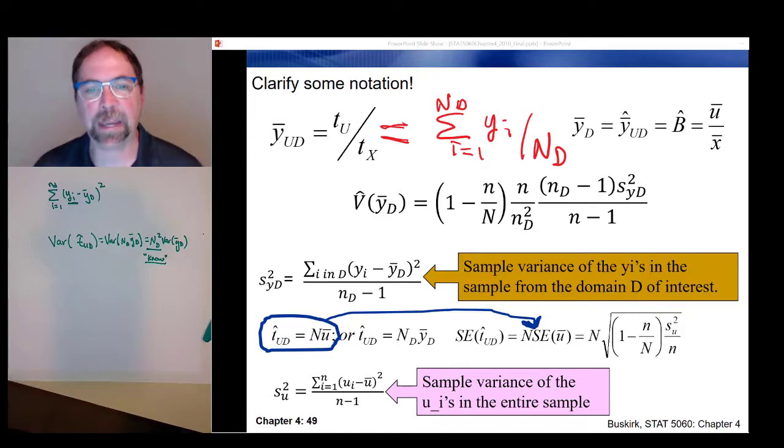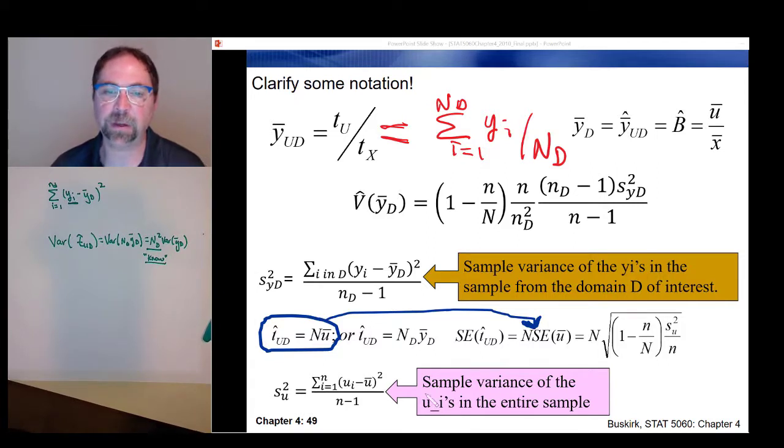I'm back now with a clarification. The s squared u is actually the sample variance of the ui's in the entire sample, which is exactly correct. But in the notation, I had yi here, and it's actually ui. So please make a note of that. We're actually on the u scale now, where we've multiplied each y variable times the indicator of whether or not it's included in the domain of interest. So some of these ui's are actually going to be 0. Others of them are going to equal yi for the elements that are in the domain. So don't let that confuse you. There was a copy and paste error here. Now it is fixed in the notes.